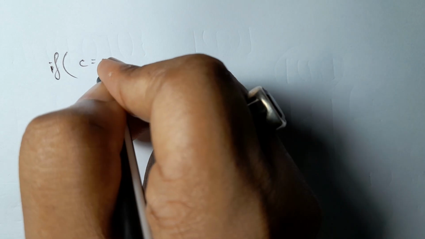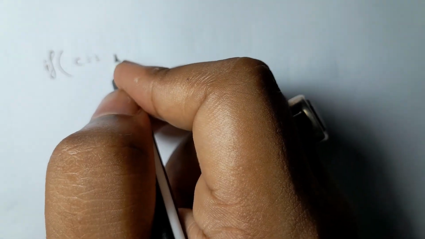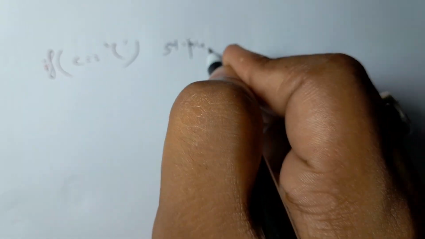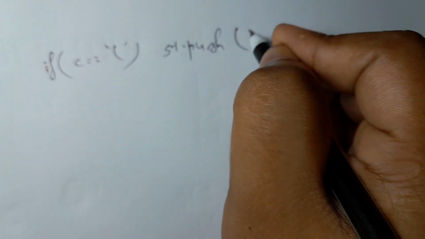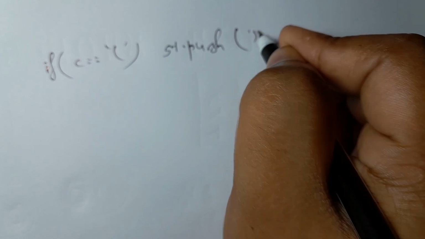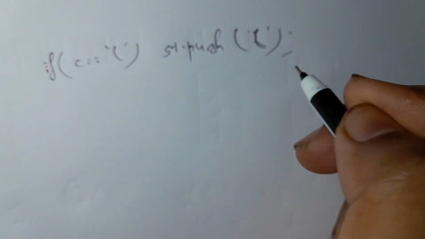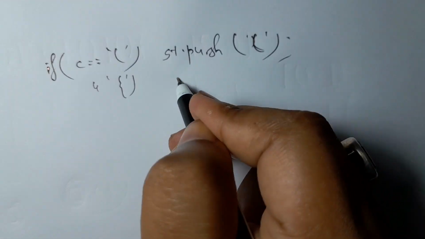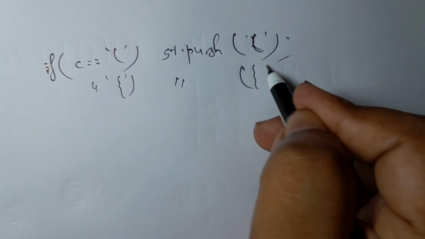So how will I do it? If I see any opening bracket, then I will simply push it into my stack. Like that, I have pushed it into my stack.